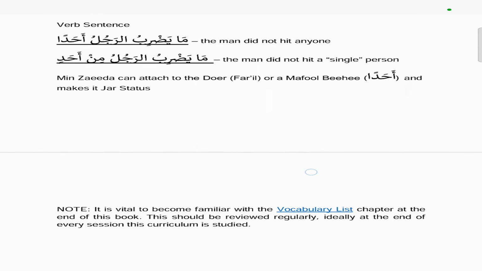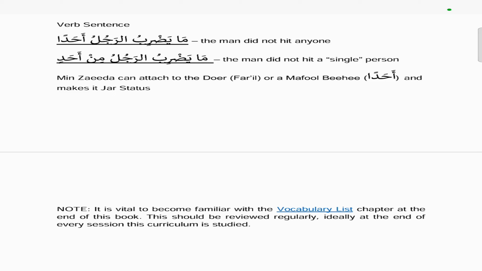And in a verb sentence, we have ma yadribu ar-rajulu ahadan. So the man did not hit anyone. But if we wanted to make it more emphatic and say the man did not hit a single person, meaning he hit absolutely nobody, so it's more emphasis, we can say ma yadribu ar-rajulu min ahadin. So we added the min. The min za'ida can attach to the fa'il or a maf'ul bihi, and in this case the maf'ul bihi is ahadan.